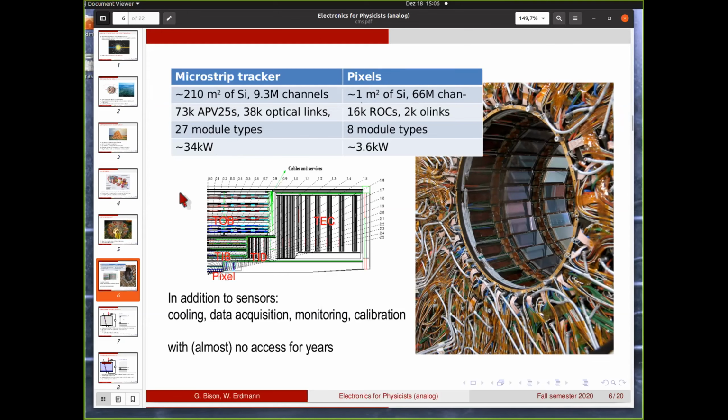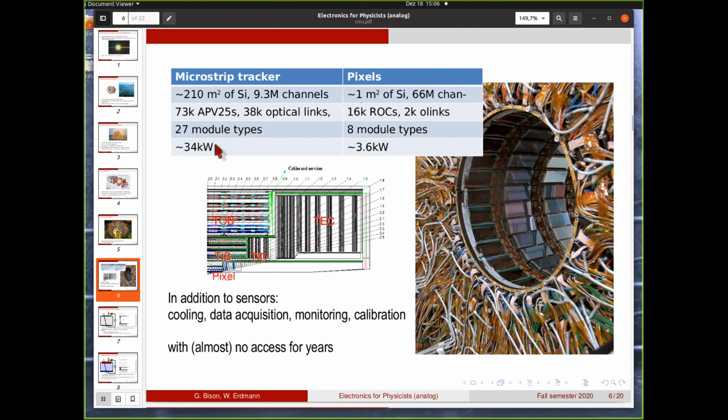This is the so-called strip tracker, and the innermost part here, very close to the beam, that's the so-called pixel detector, which is what we have worked on at PSI together with groups from the ETH and the university. It has about 1 square meter of silicon still, but a much higher number of channels, because it's not just dividing the silicon into strips as in this detector, but it's dividing them into little pixels, and so the number of channels, of course, goes up by quite a lot.